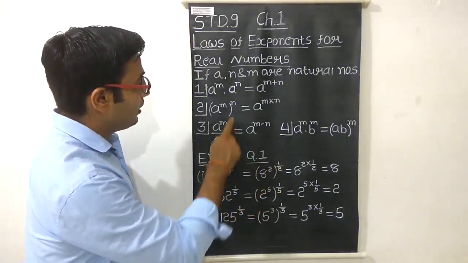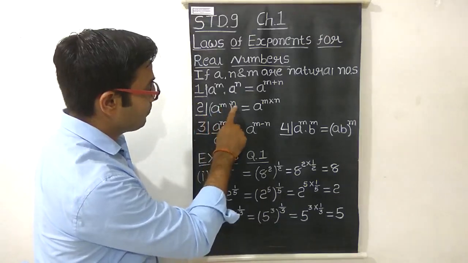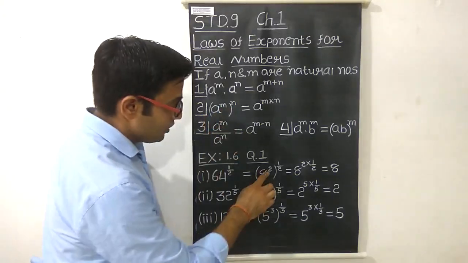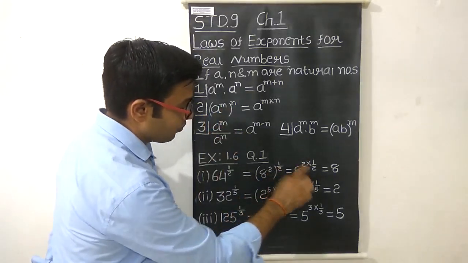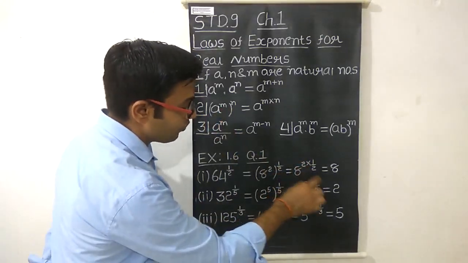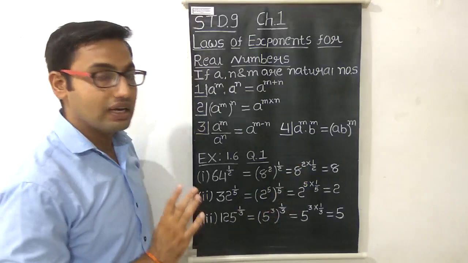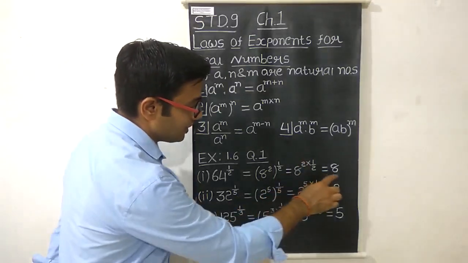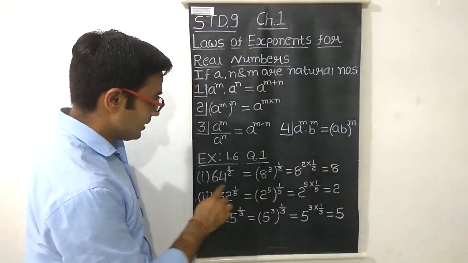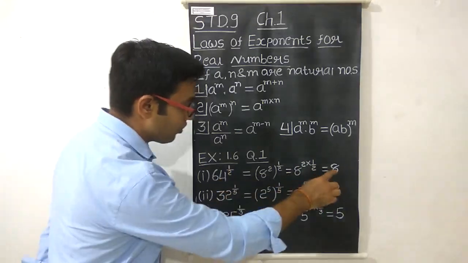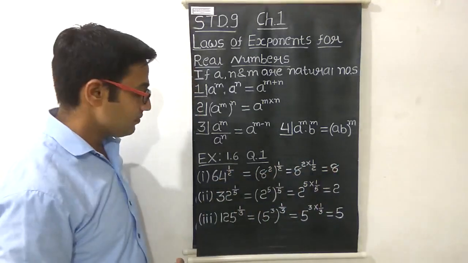So now what will happen? According to this rule, both the powers will multiply. So 2 into 1 upon 2. Now the 2 and 2 will cancel out each other and 8 raised to power 1 remains. And 8 raised to power 1 is 8. So our final answer for 64 raised to 1 upon 2 is 8.